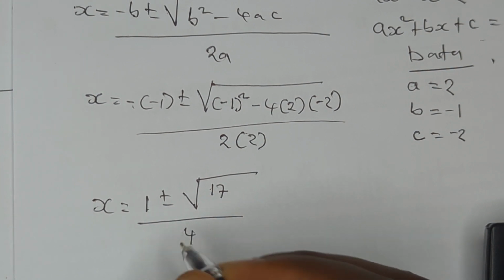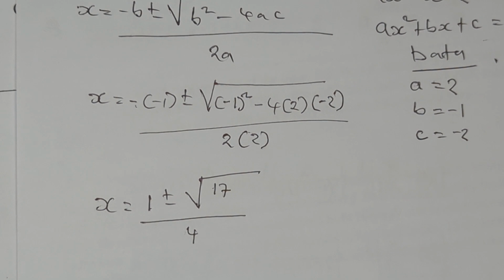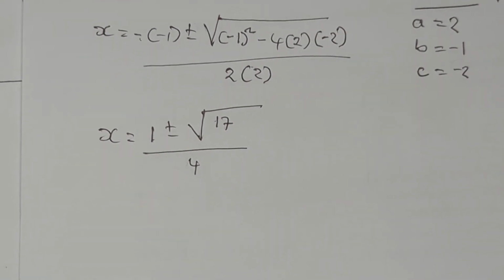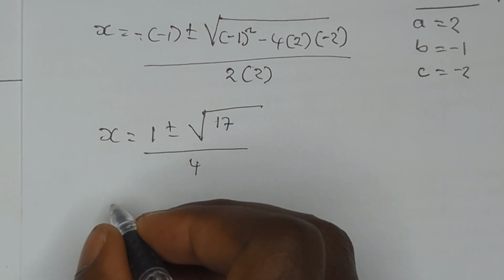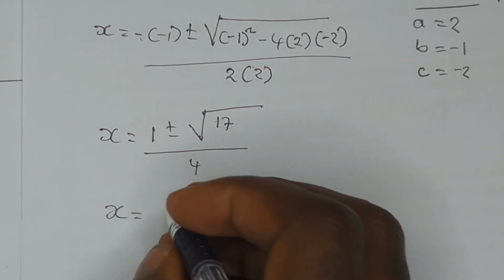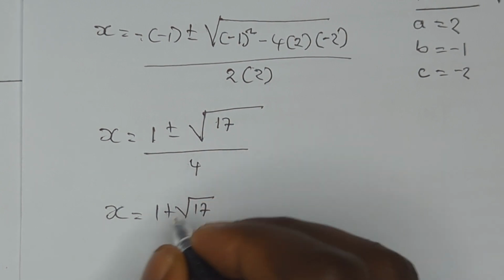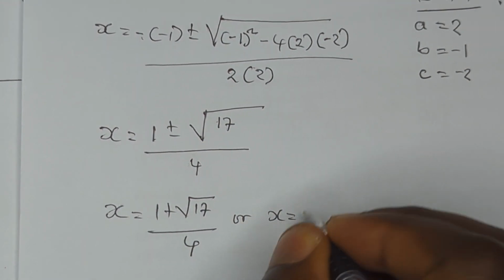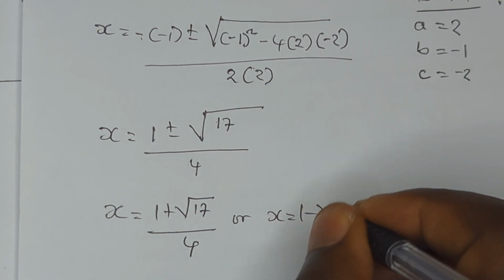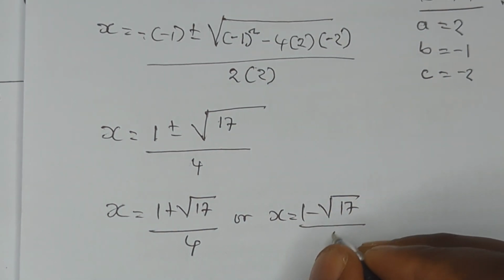This is 4. Now, here on the signs, we are going to split. So the other one needs to carry a positive, the other one a negative. So this is x is equal to 1 plus the square root of 17 over 4, or x is equal to 1 minus the square root of 17 over 4.